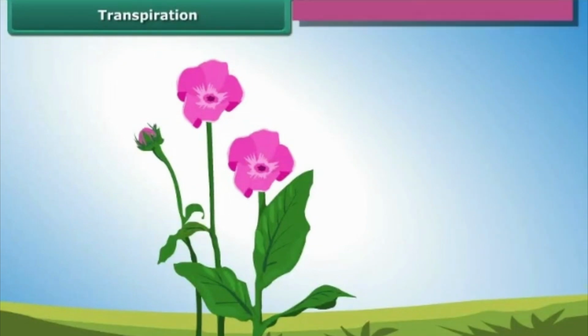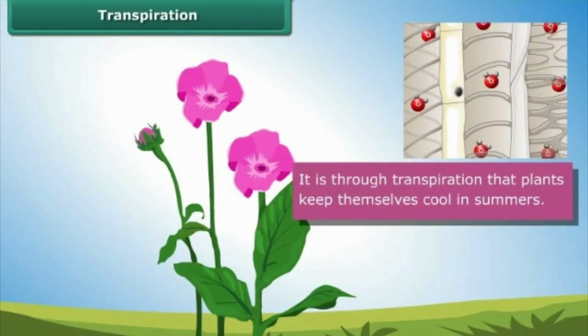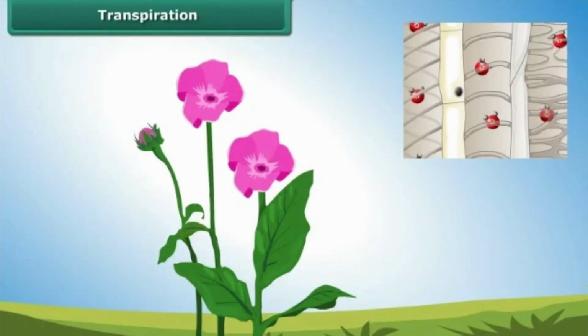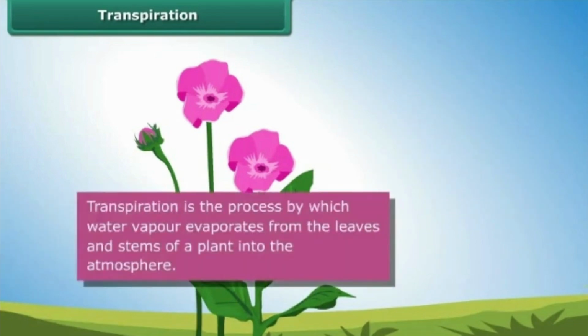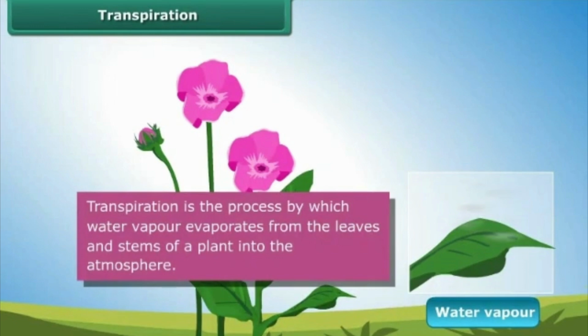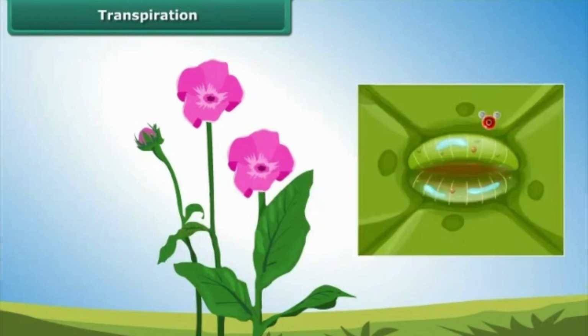An important function of the leaf is to keep the plant cool in summers. This is accomplished through transpiration. Transpiration is the process by which water vapor evaporates from the leaves and stems of a plant into the atmosphere. Small pores called the stomata on the underside of the leaves facilitate transpiration.